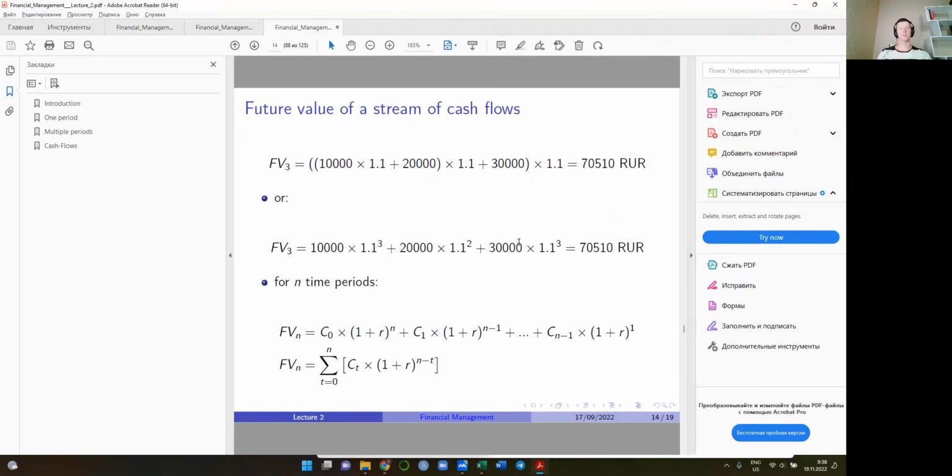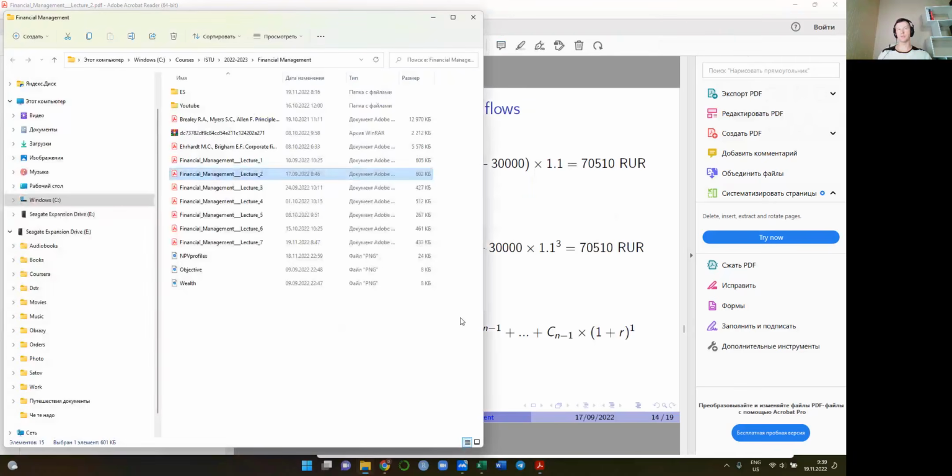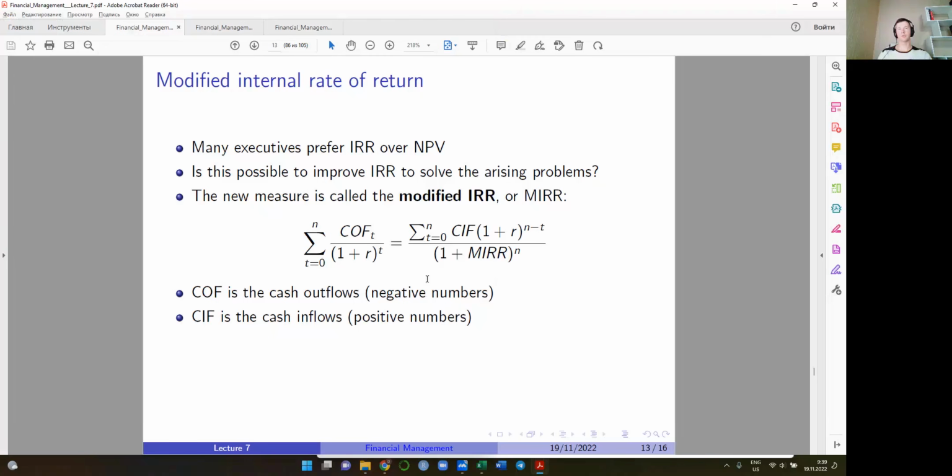Look, here is the formula of a future value. Cash flow multiplied by (1 + r) to the power of n minus t. Now compare. This is exactly future value of positive cash flows. This is present value of negative cash flows.